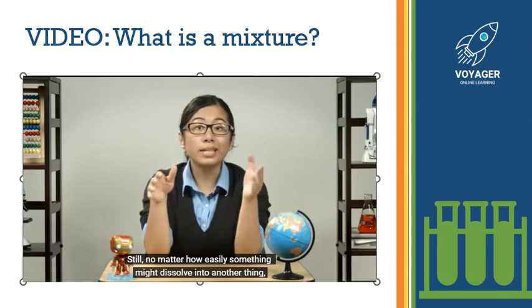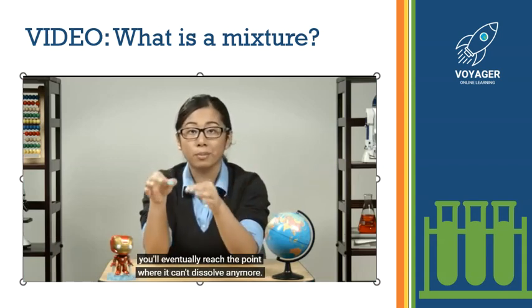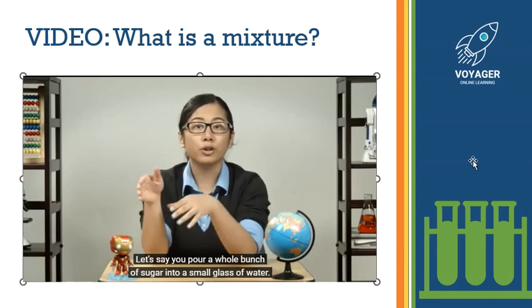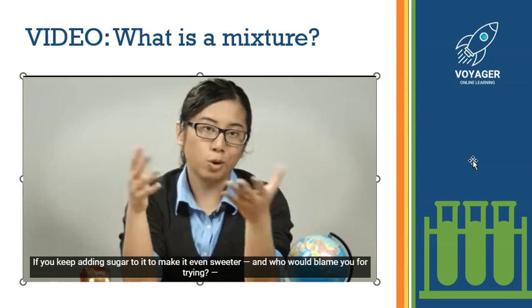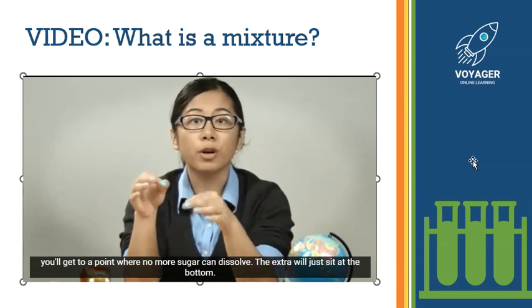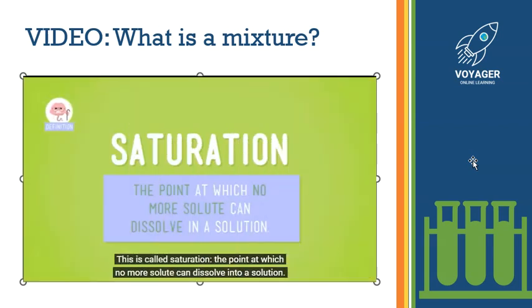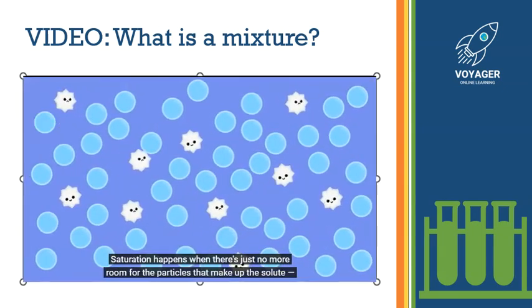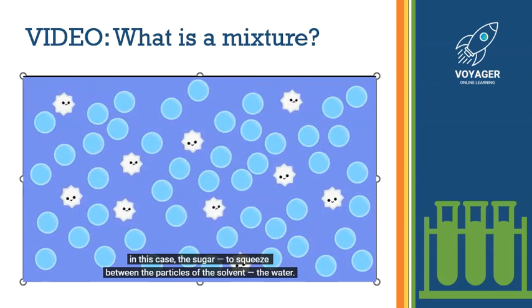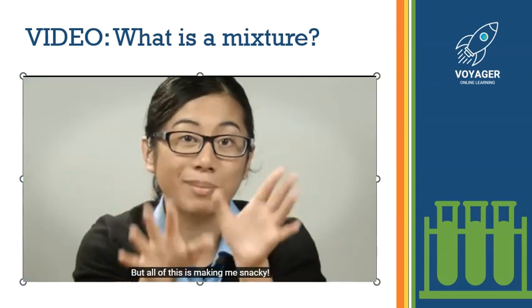Still, no matter how easily something might dissolve into another thing, you'll eventually reach the point where it can't dissolve anymore. Let's say you pour a whole bunch of sugar into a small glass of water. If you keep adding sugar to it to make it even sweeter, and who would blame you for trying, you'll get to a point where no more sugar can dissolve. The extra will just sit at the bottom. This is called saturation, the point at which no more solute can dissolve into a solution. Saturation happens when there's just no more room for the particles that make up the solute, in this case the sugar, to squeeze between the particles of the solvent, the water. Whew! All of this is making me snacky.